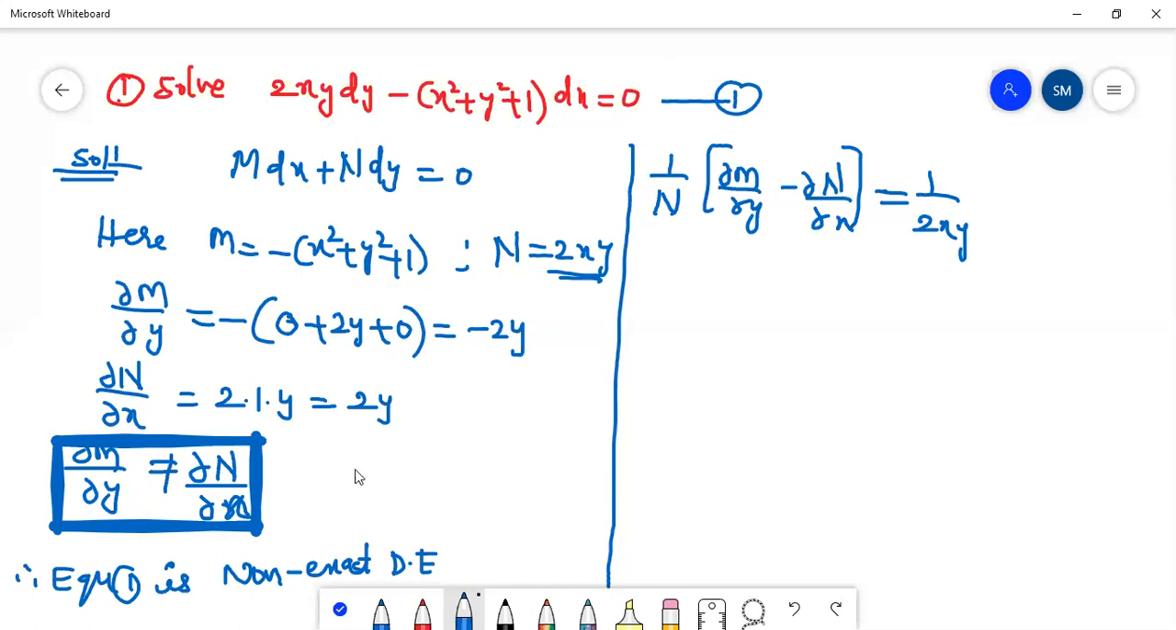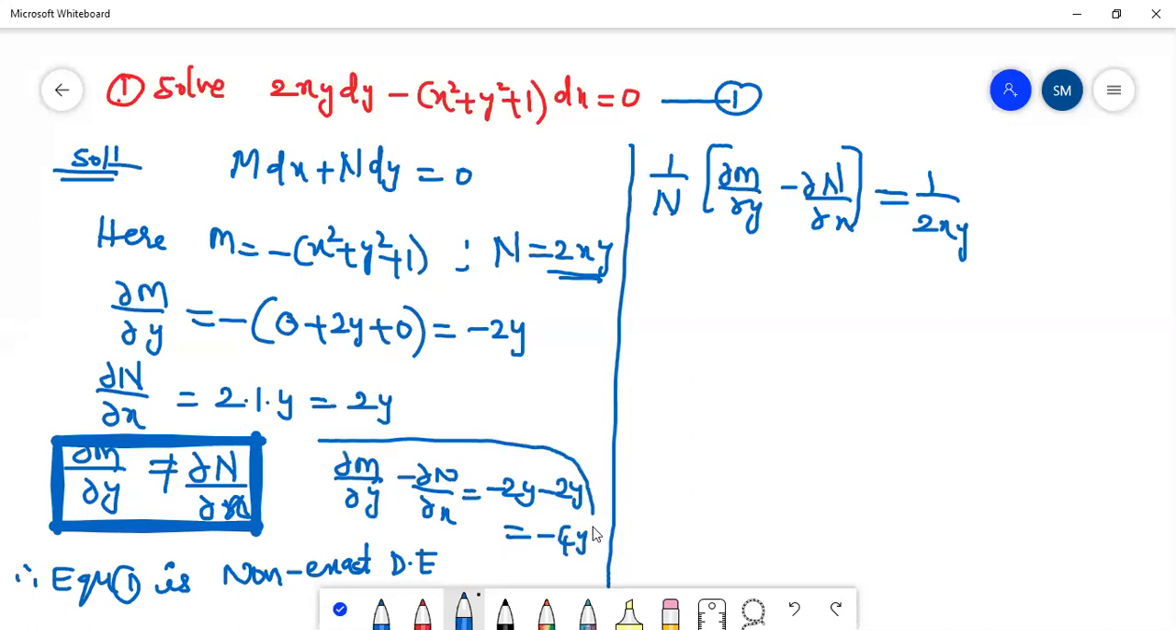Here, just taking the difference, dou M by dou y minus dou N by dou x. Dou M by dou y is minus 2y, minus dou N by dou x is 2y. We are getting minus 4y. Okay, this is the difference. This difference is minus 4y. N has only a single term. When we divide with the N function, we are getting the x variable only after cancellation.